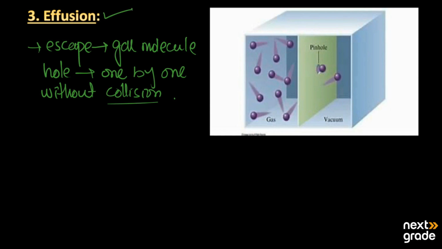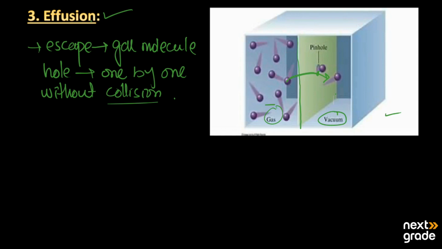For example, in this picture we have a barrier in the center. On one side there are gas molecules, and on the other side it is vacuum, and we created a hole in the center of this barrier. Now the gas molecules will move to the other side. So this is a simple example of effusion, showing how the gas molecules move. One by one the gas molecules will move from the gas side to the vacuum side.